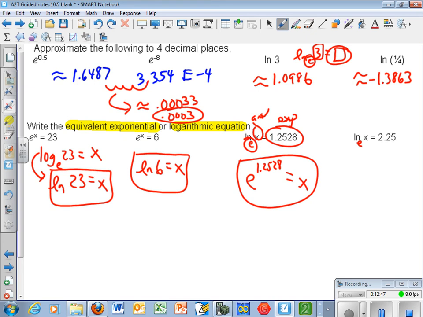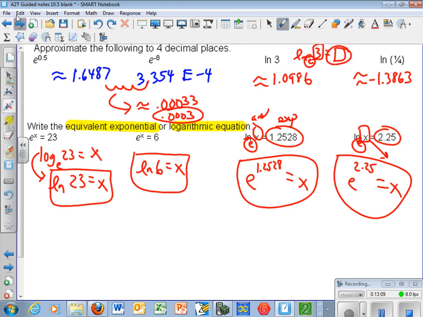Over here, this would be e to the 2.25 power, so this base to this power is equal to x there. Let me erase that and slide that down a little bit. I don't want that up in the exponent. So it is equal to x. Okay, so that's just going from one form to the other.